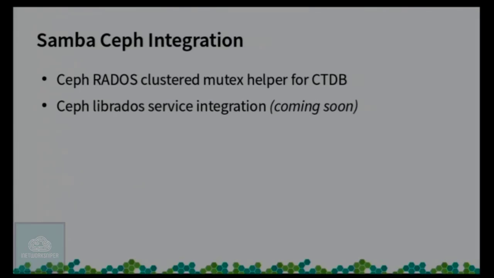CTDB requires what's called a clustered mutex helper, which is used for avoiding split brain within the cluster. So we have just a standalone utility which uses RADOS locks on the Ceph cluster. Also Ceph librados service integration, which is something I'll hopefully push upstream soon. It allows Samba to advertise the availability of the service to the Ceph manager daemon.